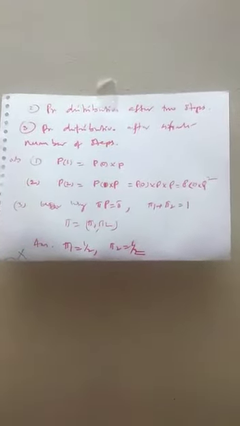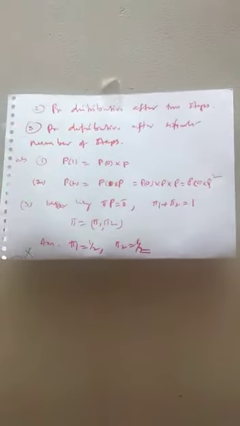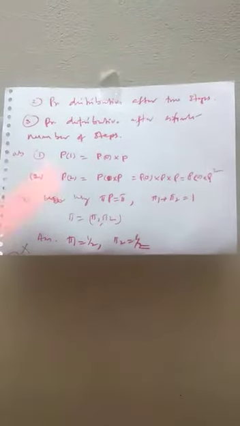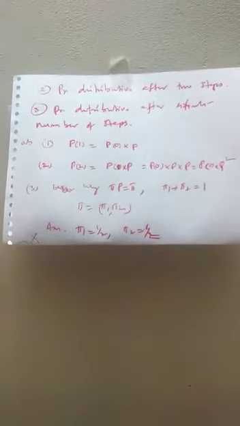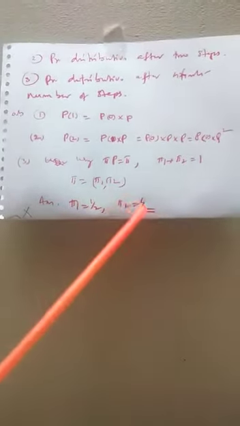The probability distribution after one step is P1. P1 is P0 into P. After two steps, the probability distribution is P2. That is P1 into P, that is equal to P0 into P square. For the probability distribution after an infinite number of steps, in the steady state case, we use pi P equal to pi and pi 1 plus pi 2 equal to 1. Solving these two equations, we can get pi1 and pi2. Pi1 is 1 by 2 and pi2 is 1 by 2.